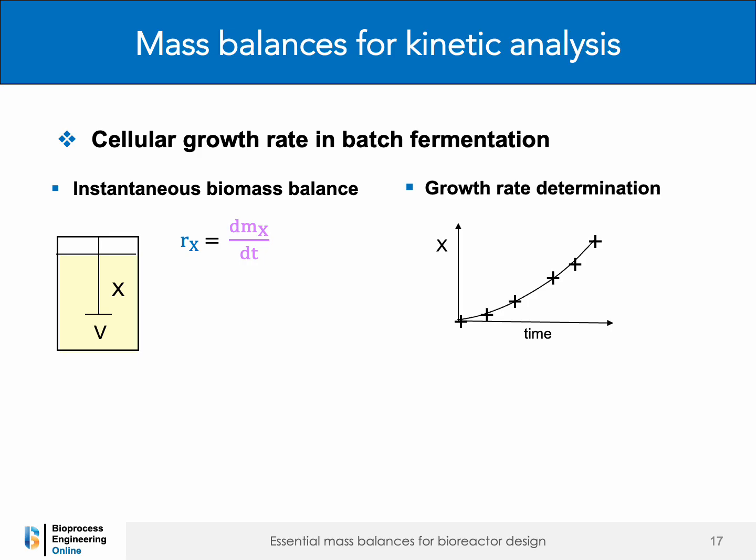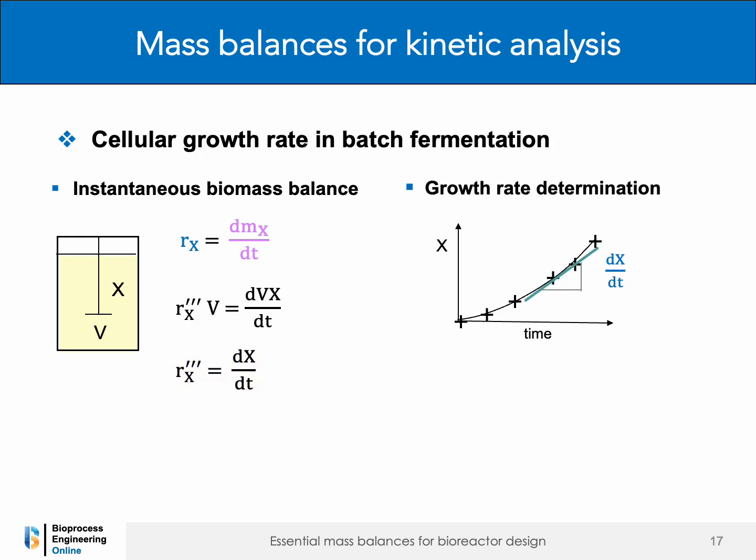Let us consider, as an example, the analysis of cellular growth in a batch fermentation. Experimentally, the biomass concentration X is measured as a function of time during the fermentation. For cellular biomass, the instantaneous mass balance is written as R_X equals dm_X over dt, or using the volumetric growth rate R_X''' V equals dVX over dt. Assuming that the reactor volume V remains constant, the equation simplifies to R_X''' equals dX over dt.